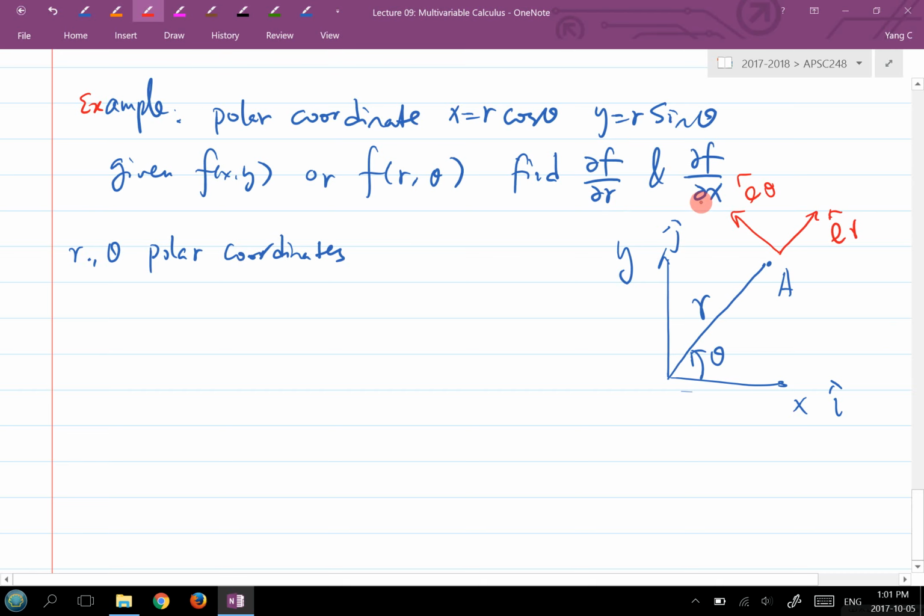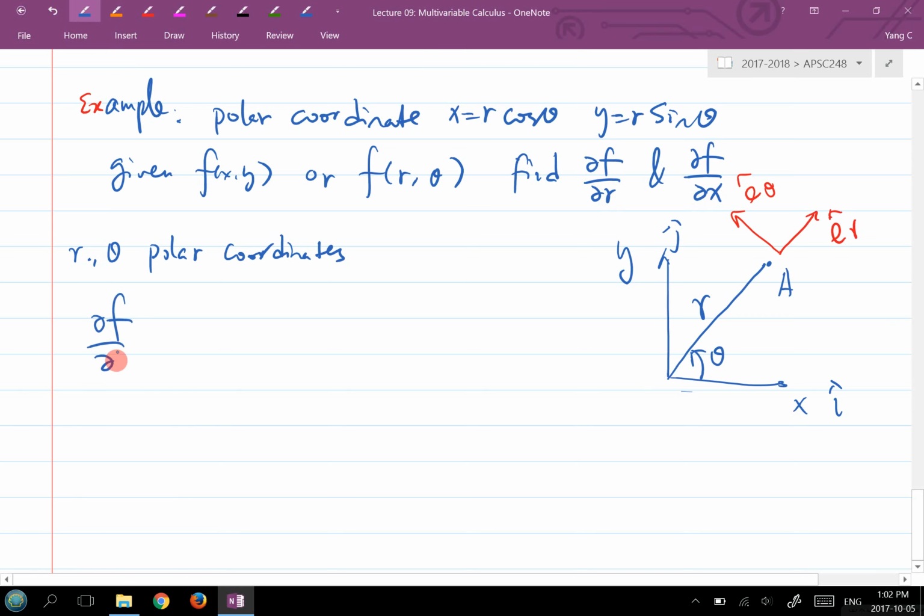So let's just try this example right here first. First of all, let's say partial f over partial r. The idea essentially is that the same function can be expressed using either x and y or using r and theta. Same function. This is where we can use the chain rule.